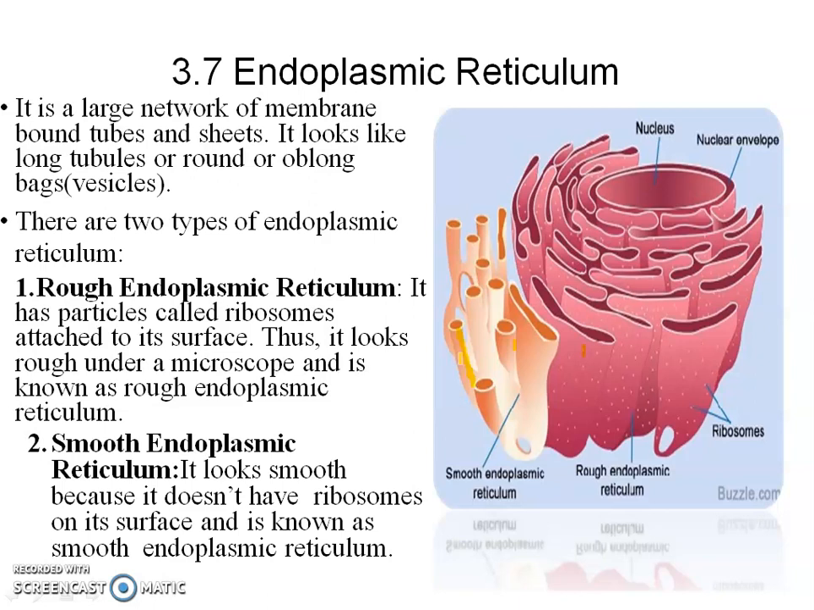And why is the surface rough? Because of the presence of dots on it. What type of dots? These dots are actually the ribosomes. Okay, when seen under a microscope, that is why it is called rough endoplasmic reticulum. On the smooth endoplasmic reticulum, there are no dots, the surface is smooth, hence it is called smooth endoplasmic reticulum.